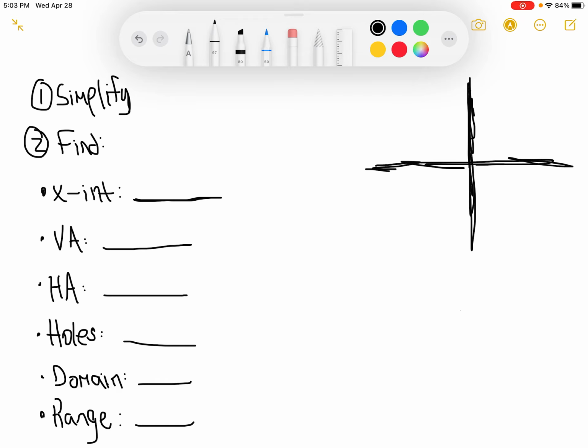So here's an example. Graph y equals (2x minus 6) divided by (x minus 1). In the last 3 or 4 videos, I've taught you how to find all these things that are listed here. Well, not domain and range, because you can find that using what you're given, but really, it's easier to know after you start graphing.